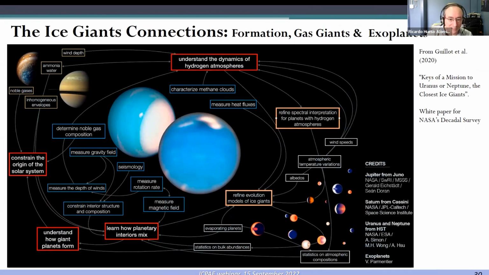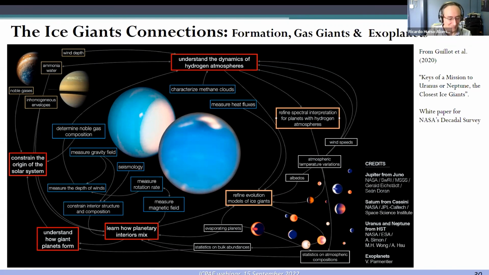If we are able to understand the dynamics of hydrogen atmospheres, we have the link between what happens at depth in the lower parts of Jupiter and Saturn and what happens in the exoplanets. We can refine the models of evolution of the ice giants. We can understand how these planets form and how the complex atmospheres are working. And it is in Uranus and Neptune in which the topics related to planet formation and the behavior of the atmosphere are more tightly connected because of the importance of the high abundance of volatiles.